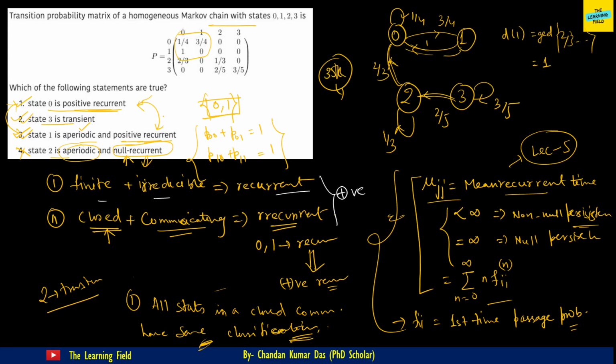Okay, so these two questions are, I think, something a little bit different. These questions are of regular type, but the first question is not a very regular type of question that is asked in the CSIR NET Markov chain portion. So this is the explanation of these two questions.